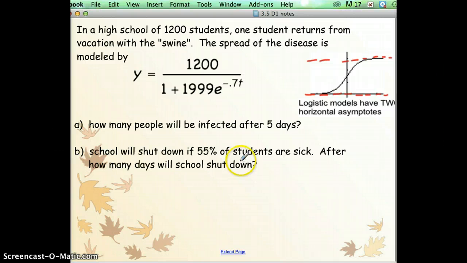In a high school of 1,200 students, one student returns from vacation with the swine flu. The spread of the disease is modeled by this equation. How many people will be infected after 5 days? T is time, so all you have to do is plug in a 5. So all you need to do is 1,200 divided by 1 plus 1,999 e to the negative 0.7 times 5. Okay, so you practice typing that in your calculator to make sure you got it correctly. I'll do it too.